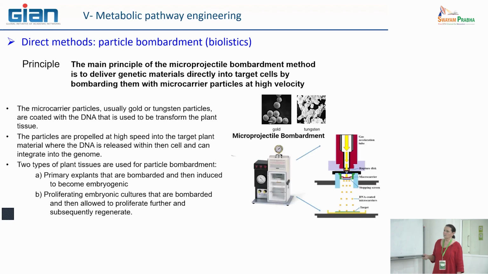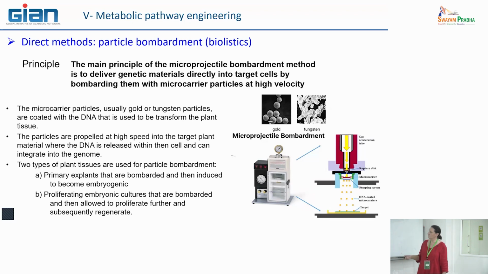So the machine used in the laboratory is like that, not a big one. And the principle is that you have your two types of beads, gold and tungsten. You can fix on them, as I said, different DNA material that can be naked DNA or plasmid.